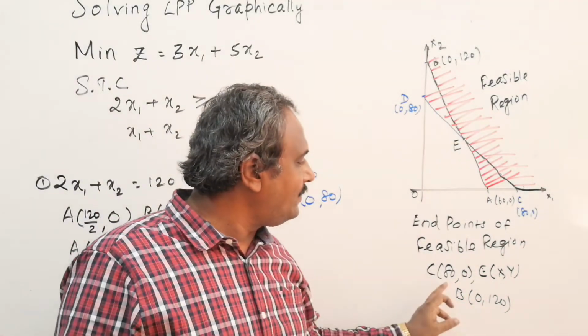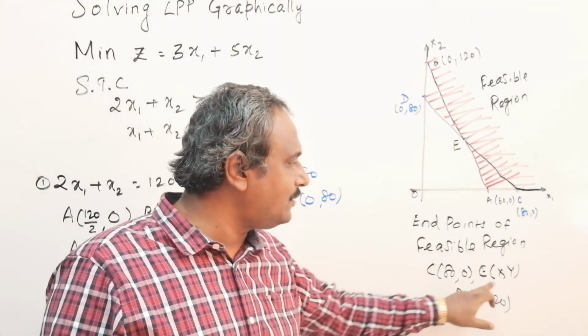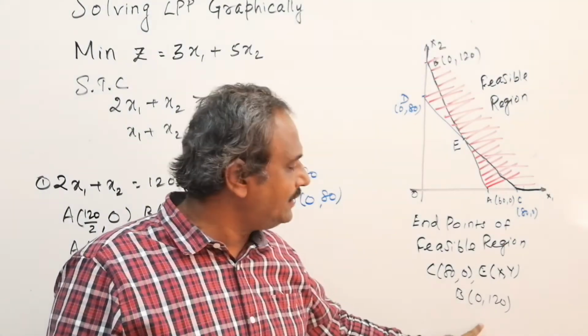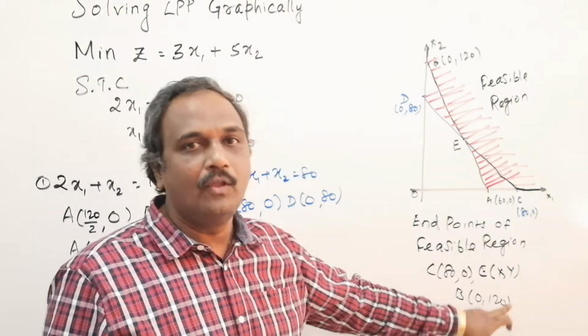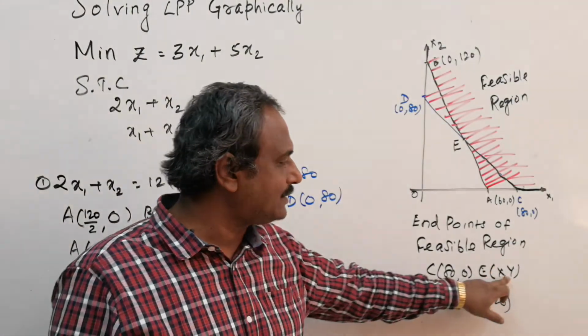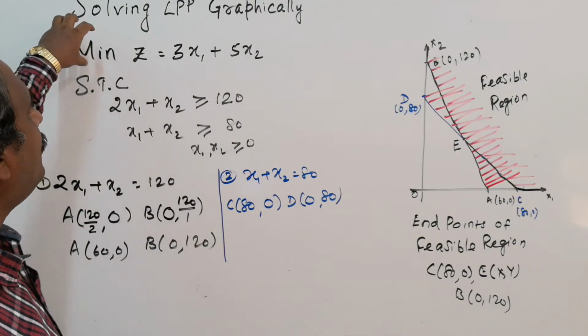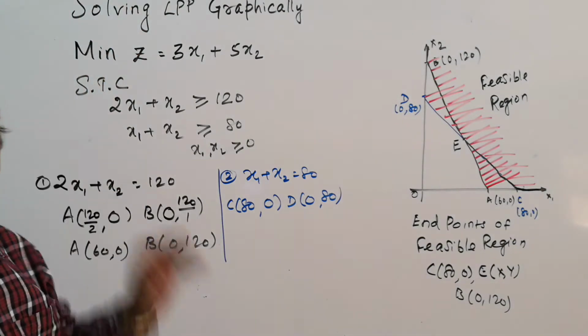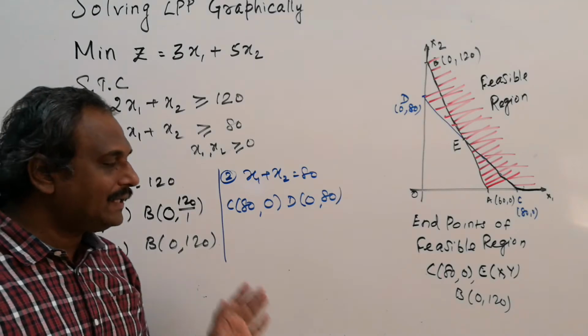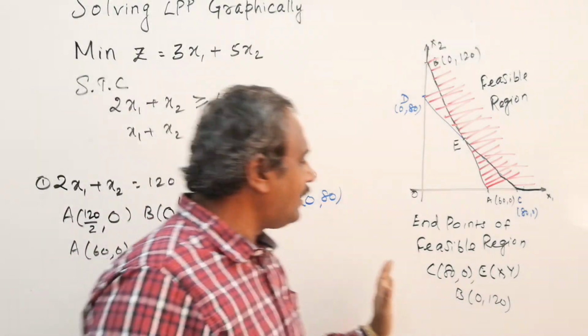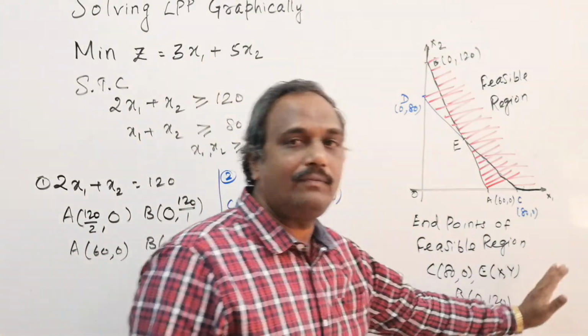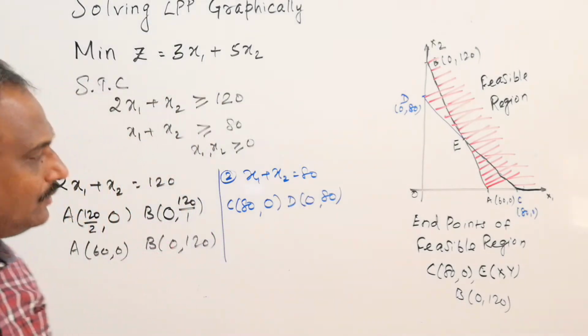Now we have three points: one is (80, 0), one is (x, y), and there is (0, 120). Once I find the value of x, y, we can use it to find the minimum z. So the basic idea is that our solution lies among these three values.